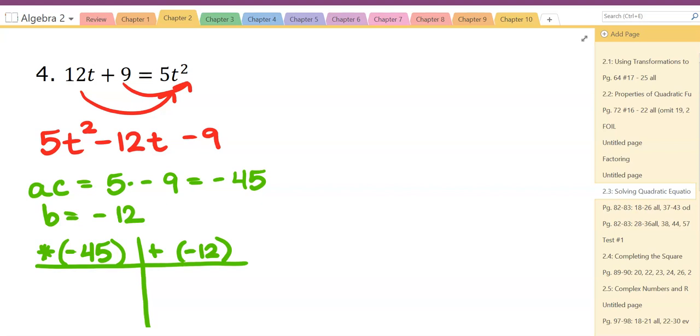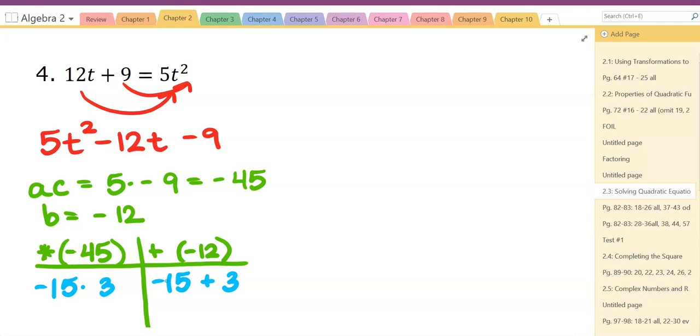What would be 45 divided by 3? 15. So let's see if 15 and 3 work. Is there a way that I could add these and get a negative 12? Good. If I take negative 15 and positive 3, when I multiply I get negative 45. When I add I get that negative 12.